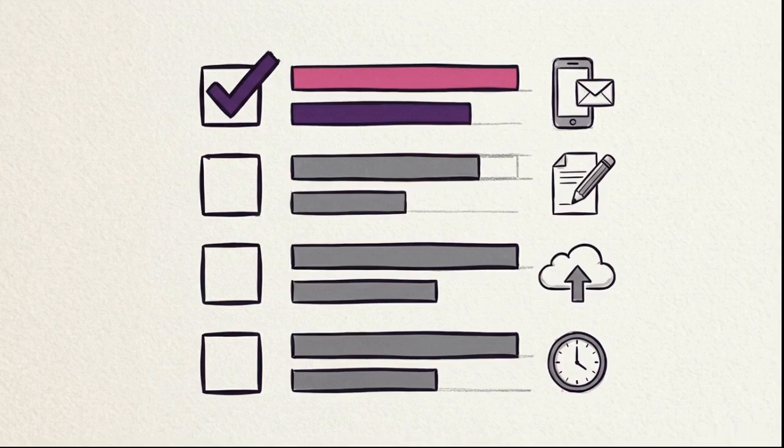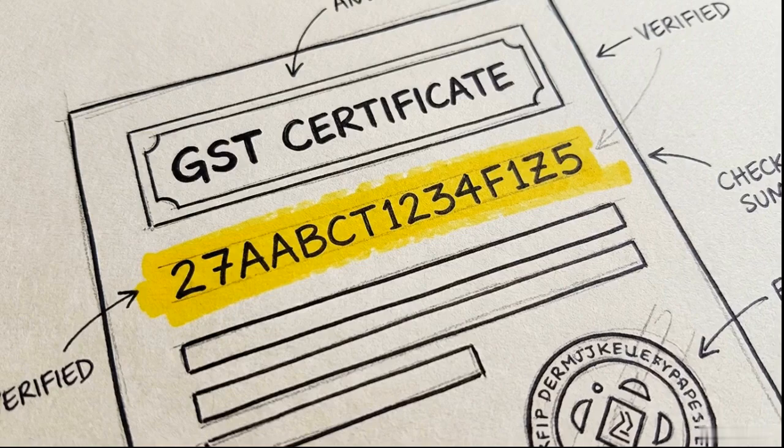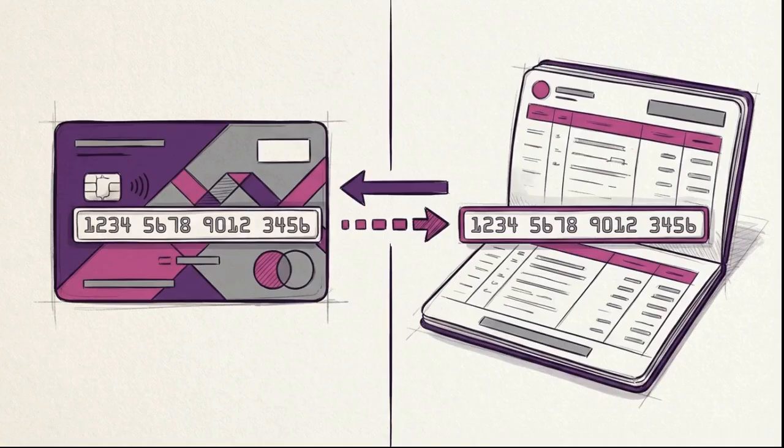Before you begin, you need exactly 4 things on hand. First, an active phone number or email address. Second, a GST number. This is your unique 15-digit registration code used for tax purposes in India. Third, your bank account details. And fourth, a proof of bank document, like a canceled check or the front page of your passbook.